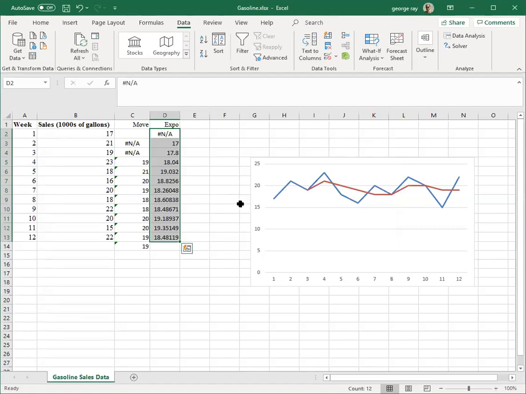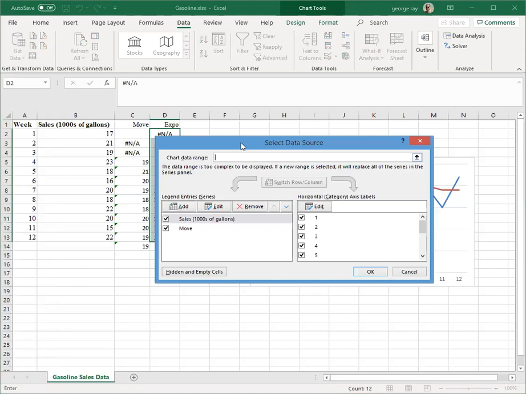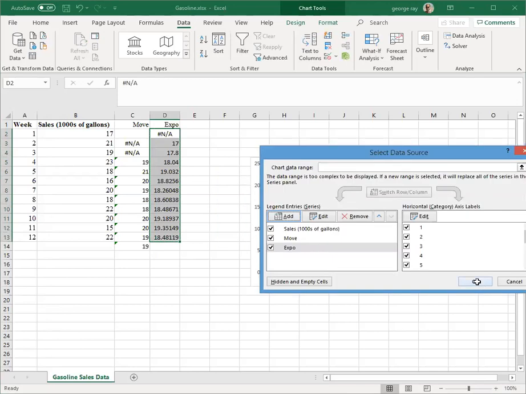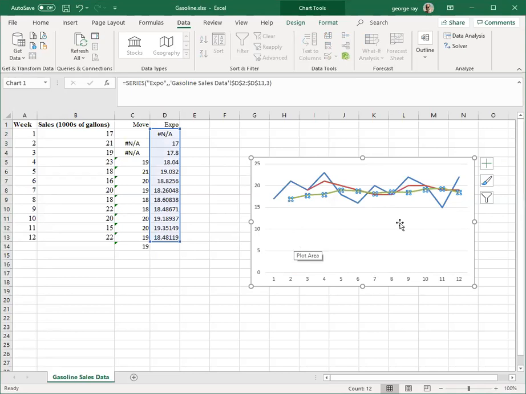So now let's go ahead and put this into our graph. So let me right click here, select data. I'll add in another sheet. I'll call this one Expo. And series values are going to be these. Click OK. And now this green line is my exponential smoothing estimate for things.